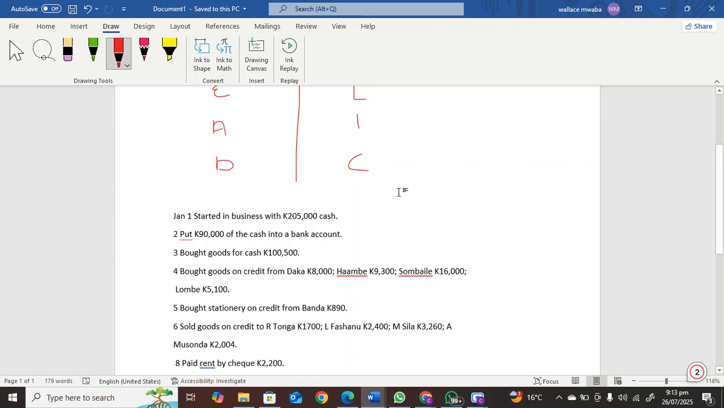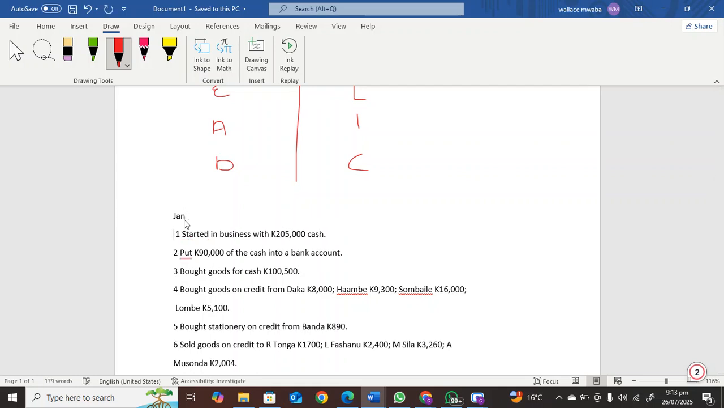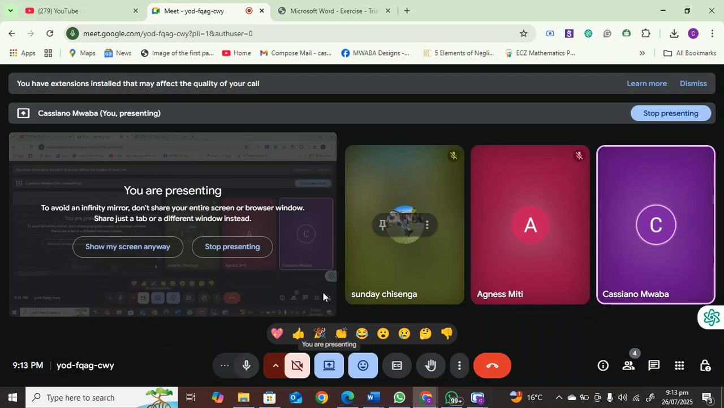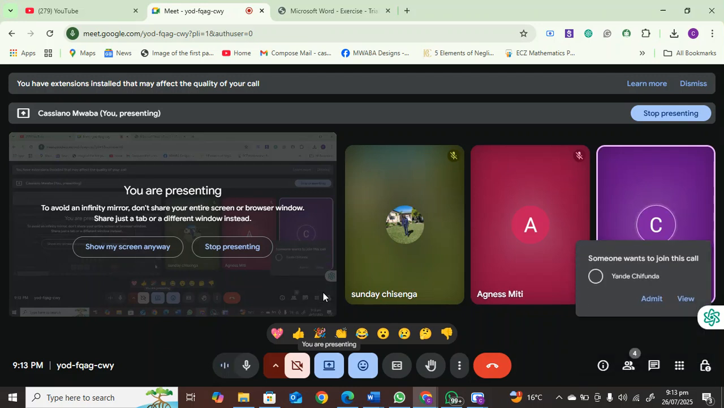All right, so we have the first transaction here. It says started a business with 205,000 kwacha in cash. So, colleagues, I will ask this question to you. What type of transaction is this? Because remember, identify the transaction, then you're going to see which accounts are involved. And after you see which accounts are involved, then you're going to see which one is increasing, which one's decreasing.